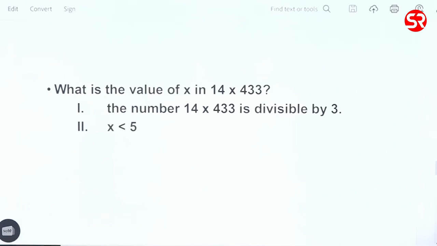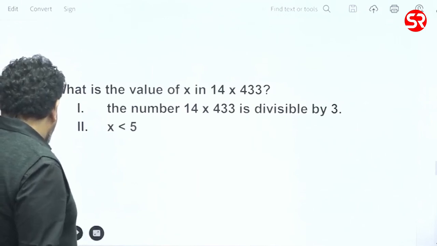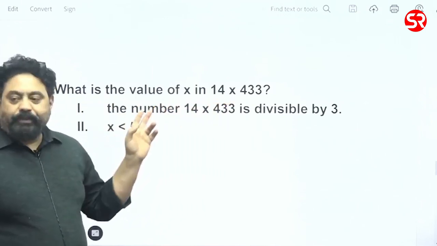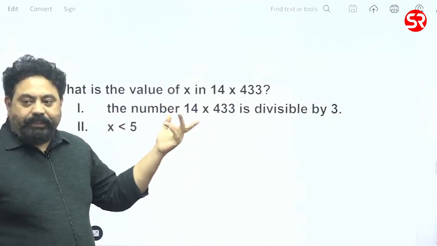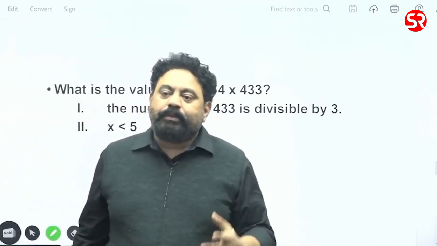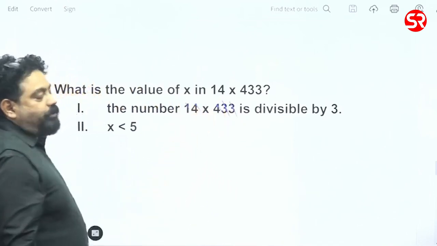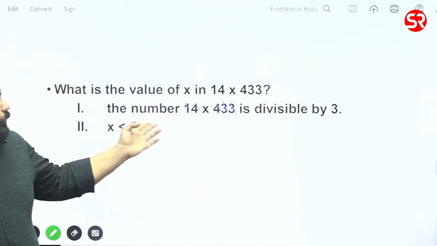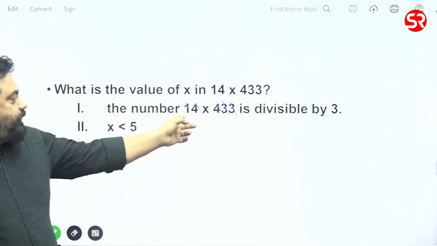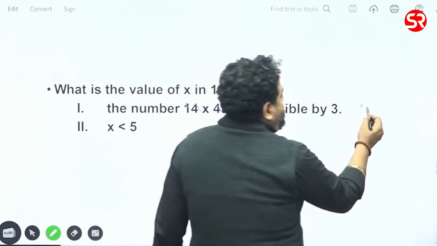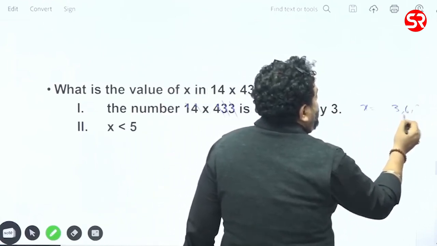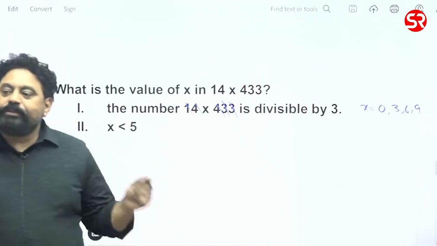See, it all comes down to these kinds of questions. A number, he's saying, what is the value of x in 14x4333. He says the number is exactly divisible by 3. What is the divisibility rule of 3? Ignore multiples of 3. So 1 plus 4 is 5 plus 4 is 9, and 3 and 3. So only x is left. What is the value of x if this number is divisible by 3? x can be equal to 3, 6, 9 as well as 0.